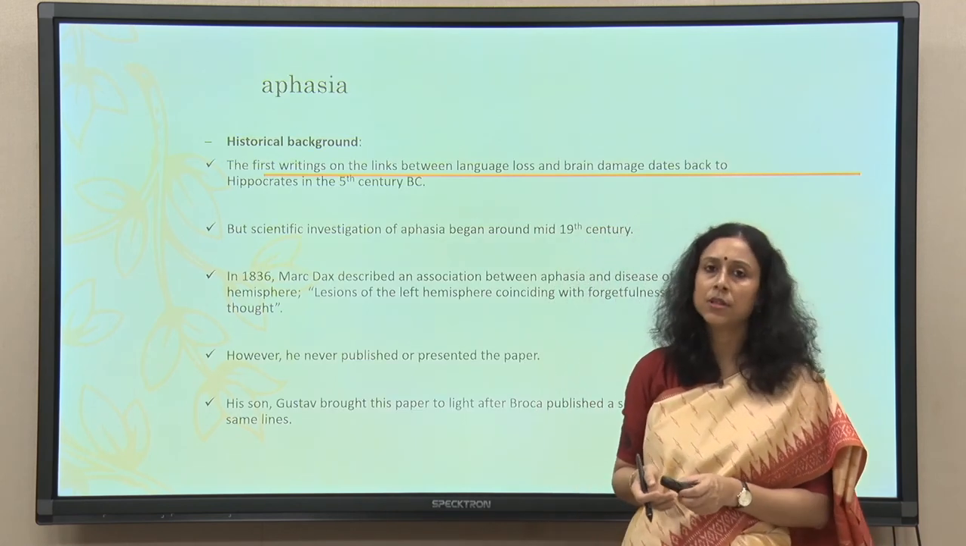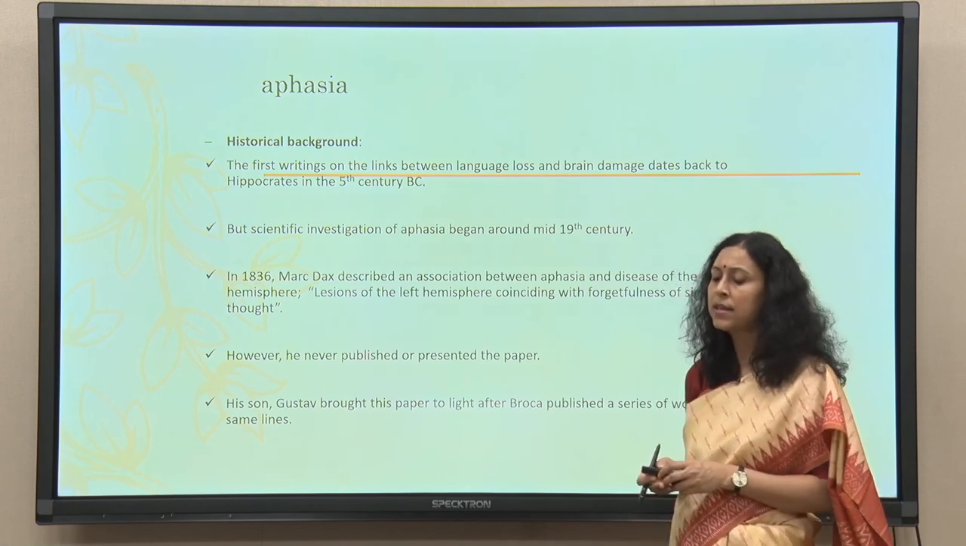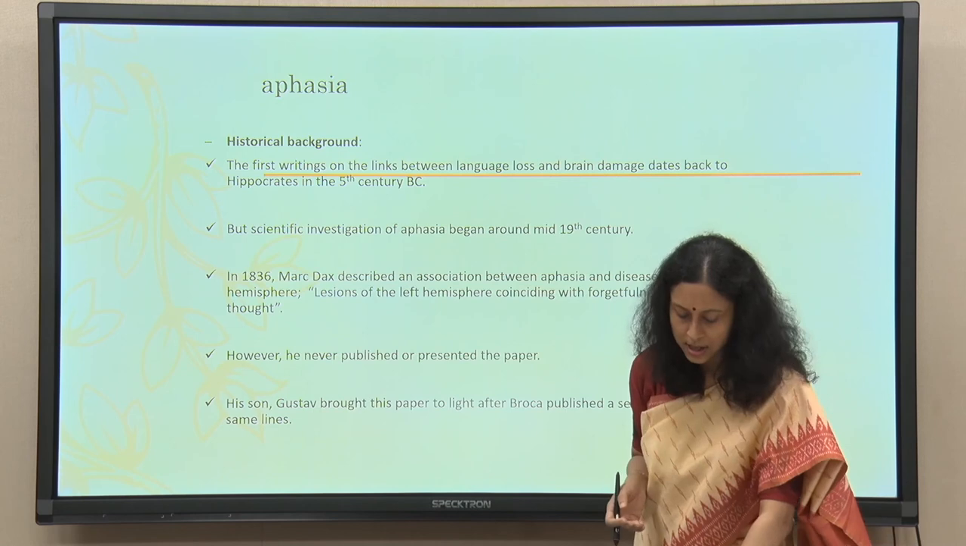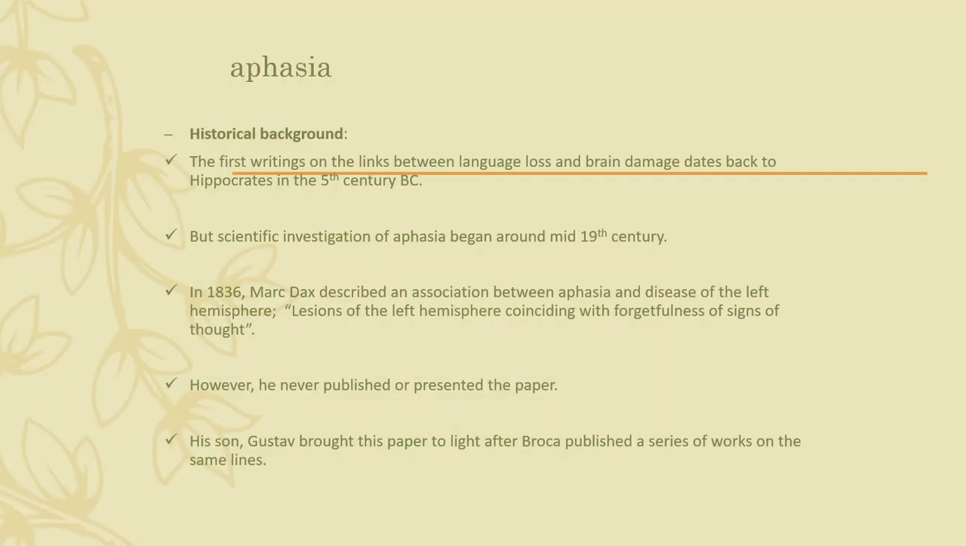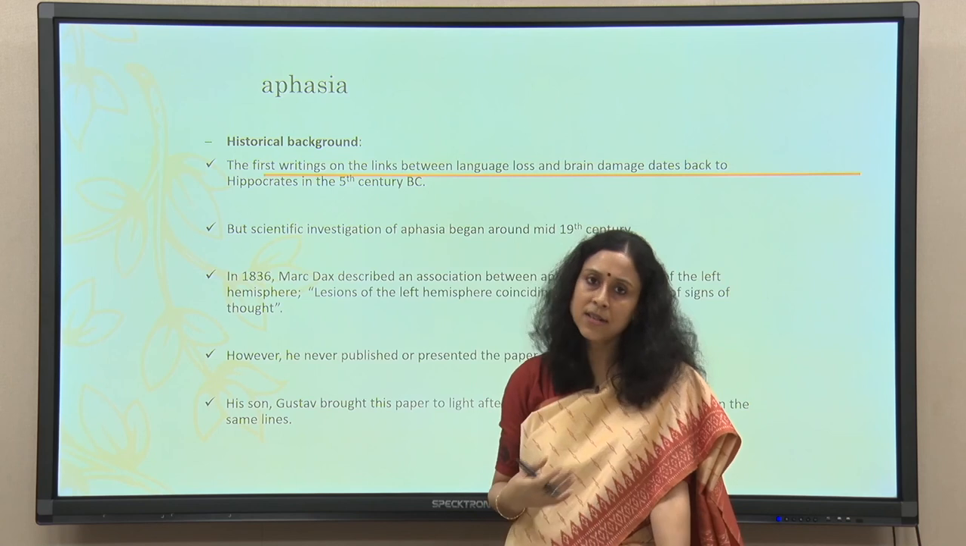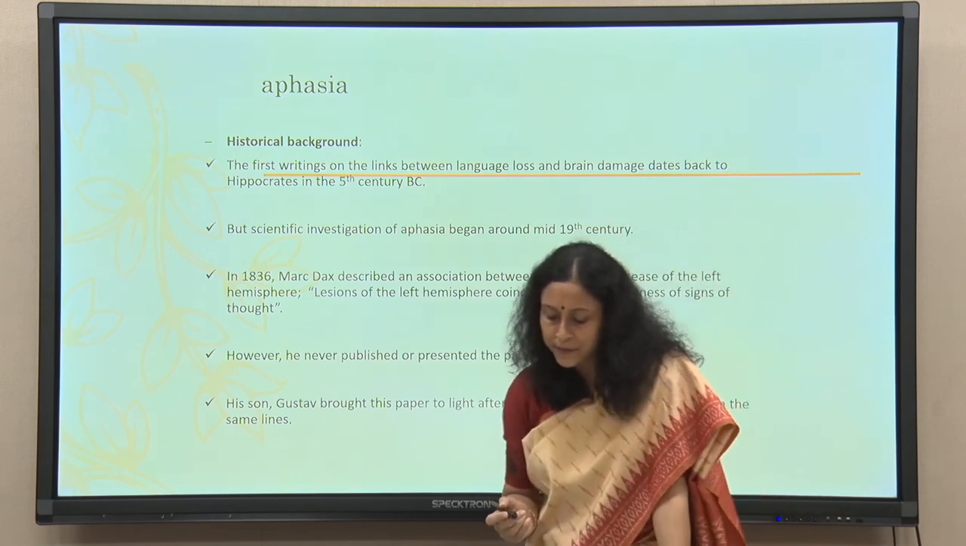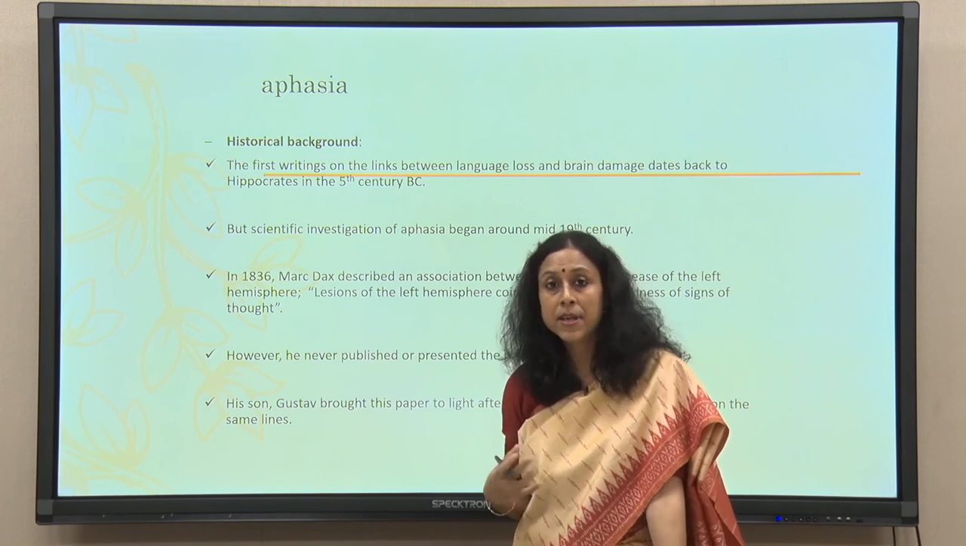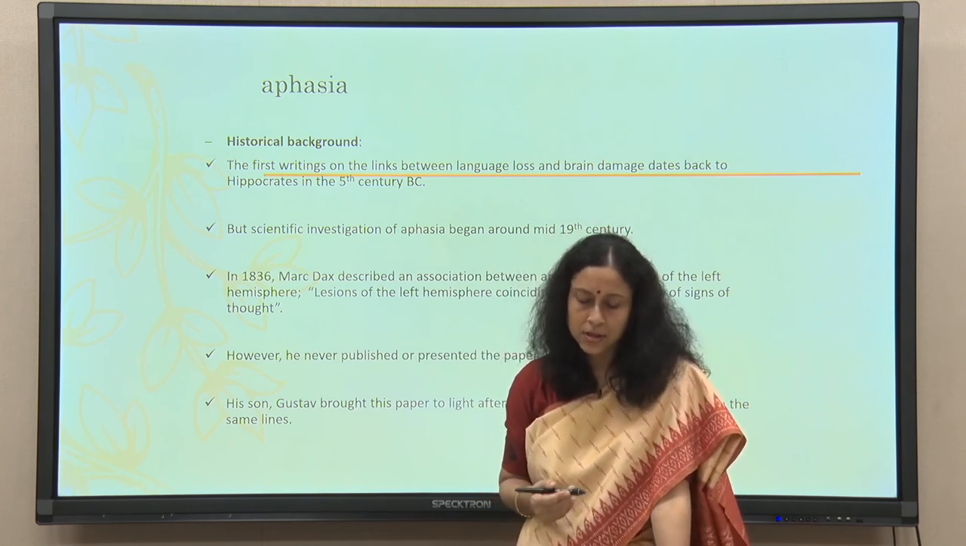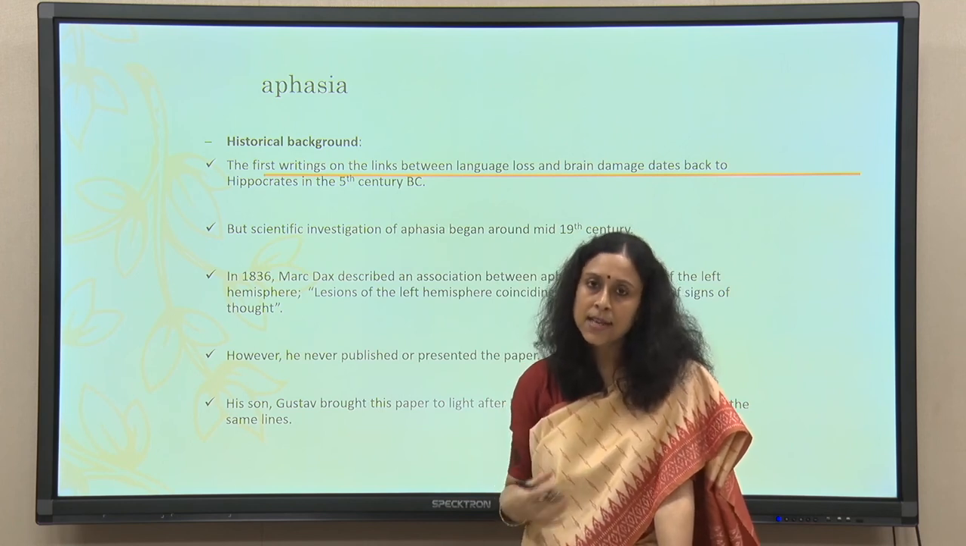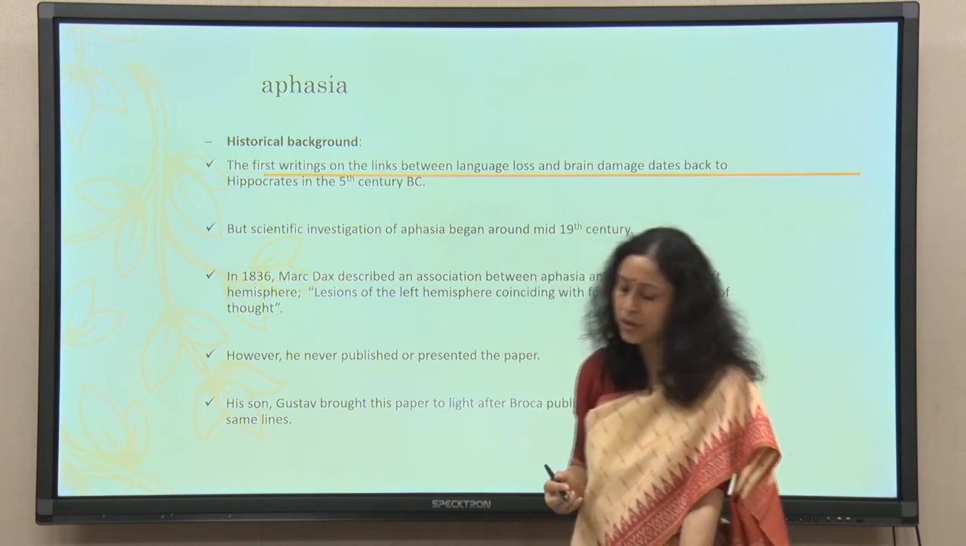Now, we can move on to the actual research that took place with respect to locating language in the brain. The first study on language disorder in terms of aphasia goes back a long time. The first writings on this link actually go back to the 5th century BC, but scientific research in terms of aphasia started only recently. Even though we have some reference to language loss and brain damage being connected in the 5th century BC, a more precise and more scientific way of looking at the research started only in the 19th century.